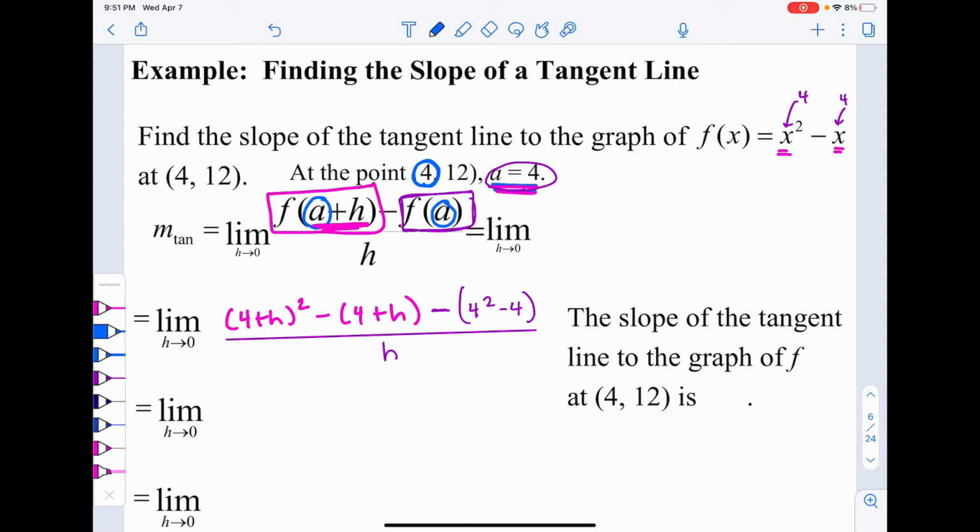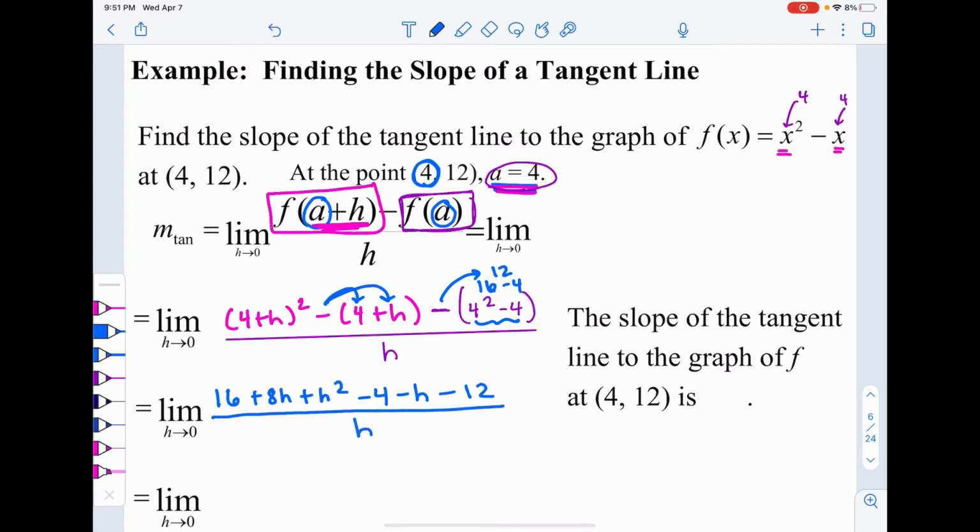If we have a 4 plus h squared, that means we have a square double squared. So that means we're going to have a 16 plus 8h plus h squared. I have a minus that has to distribute out to those parentheses. So we're going to have a minus 4 and a minus h. And then if we simplify this other set of parentheses, 4 squared is 16. 16 take away 4 is going to leave us with 12. So we have a minus 12. On the bottom, we have h.